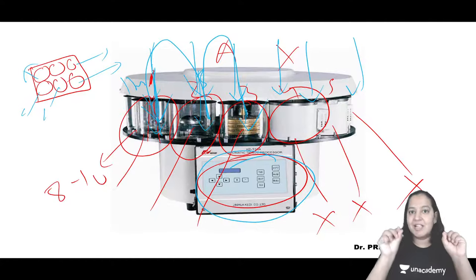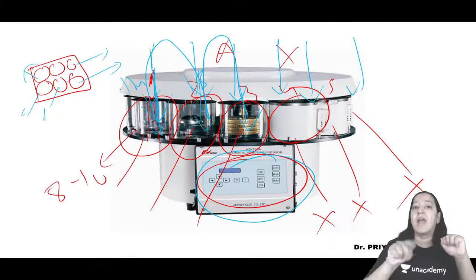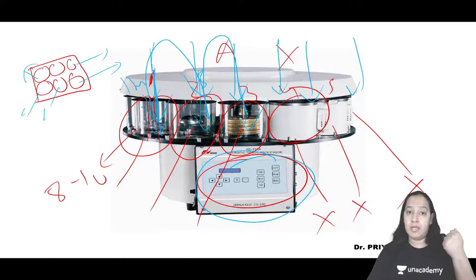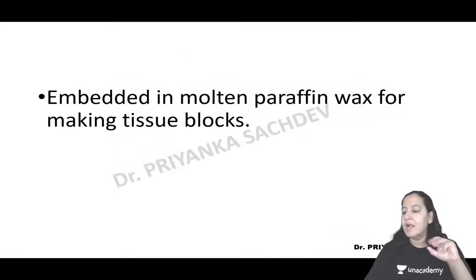So learn the chemicals. Buffered formalin we use for fixation. Alcohol we use for dehydration. Xylene we use for clearing. So you can imagine how many new MCQs can be framed from this topic. Done. Coming to the third step.